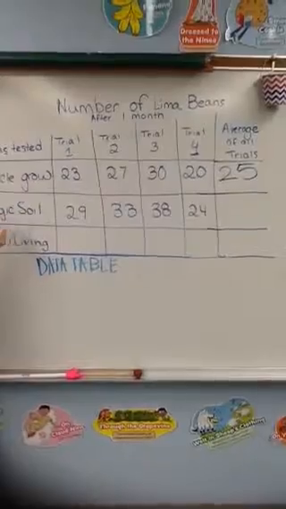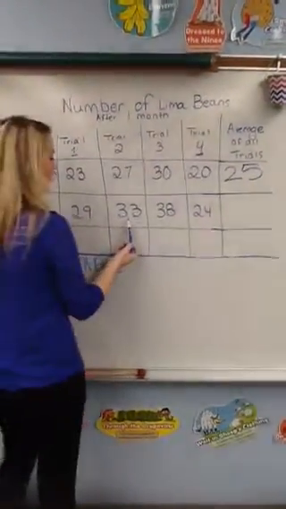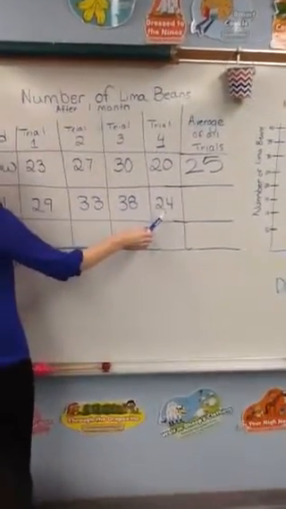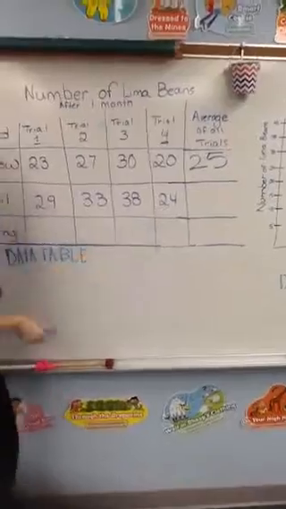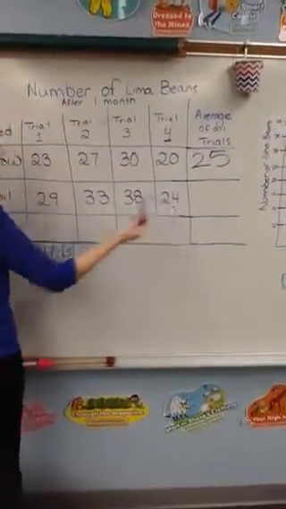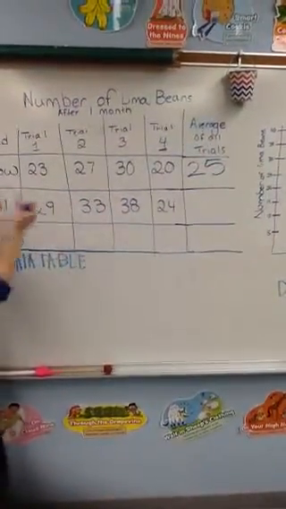Next, we'll look at Magic Soil. Trial 1, we had 29. Trial 2, we had 23. Trial 3, we had 38. And Trial 4, we had 24. So when I add 29, 23, 38, and 24 together, and then divide that total number, I get 31.